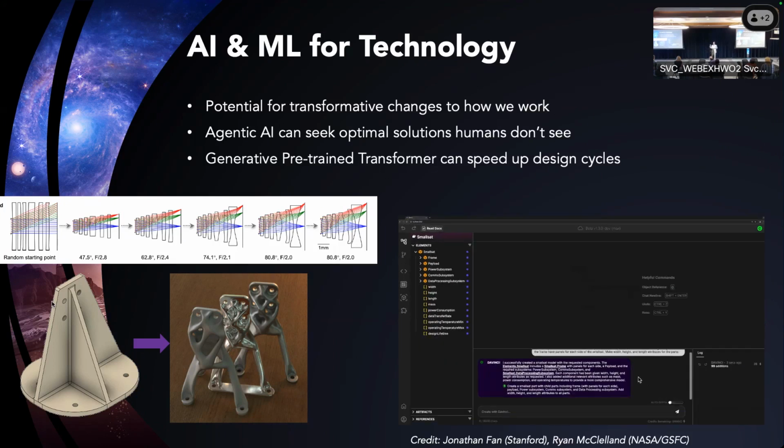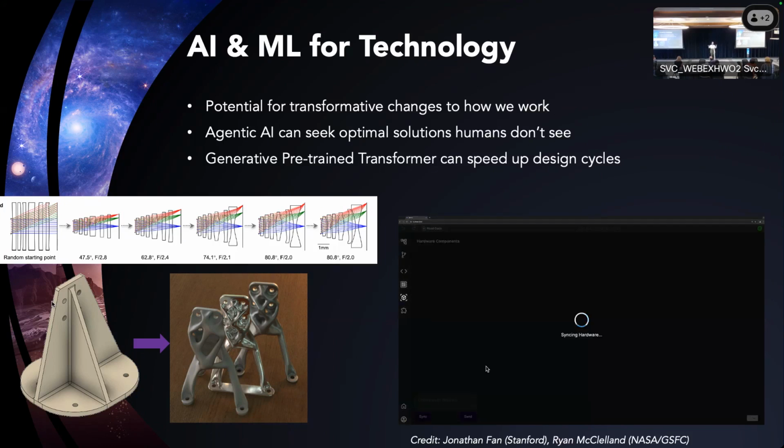And another example is a little piece of hardware. You can see a little bracket down there at the bottom left, which was designed by an AI agent that was given requirements and spat out a bracket. And the bracket is far better than what a human would normally design.